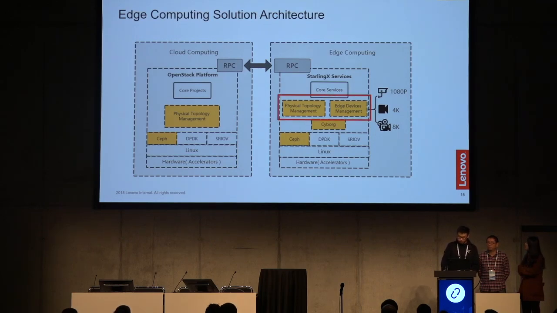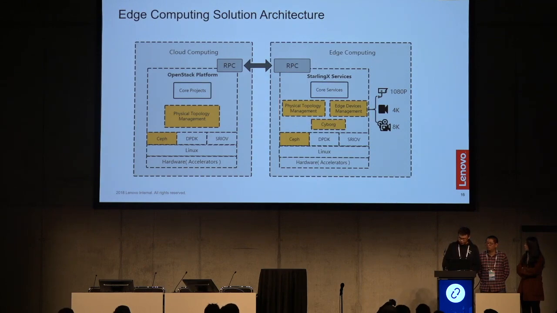At the edge, we use StarlingX as the edge infrastructure software platform. Beyond StarlingX, we do something more on it. First thing is physical topology management. The second thing is edge devices management. We need to manage the life cycle of different edge devices and monitor them. I will give you a detailed introduction in the next part. The third thing is that we use Cyborg to manage our accelerators, such as GPU and FPGA. Shaohe will talk about it later.